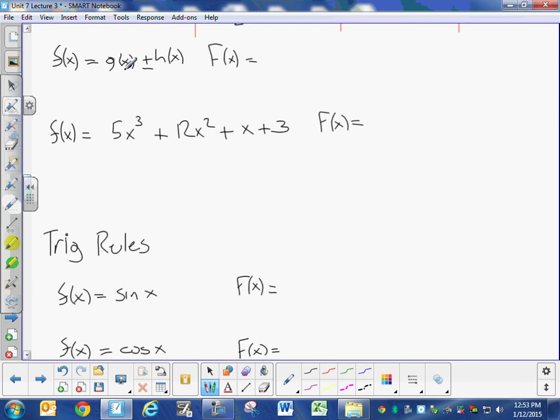Couple more. If we are adding multiple functions together, so this is an example of adding multiple functions together. So g plus h plus maybe like a k, whatever. Could be however many functions you want to add or subtract together. The antiderivative would be considered the antiderivative of the first plus the antiderivative of the second, and so on. Simple.